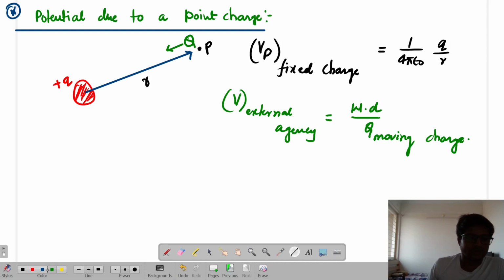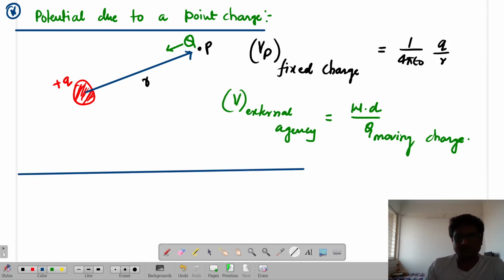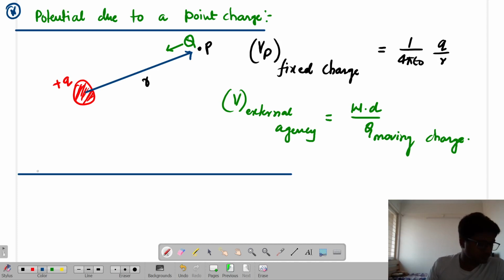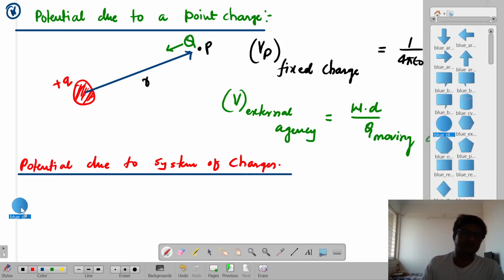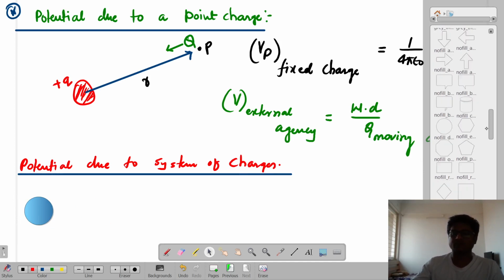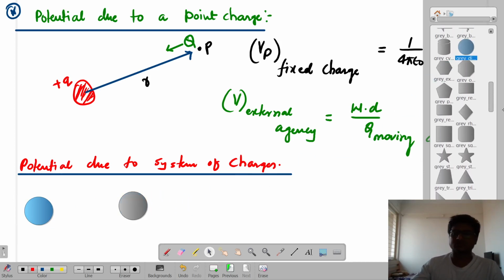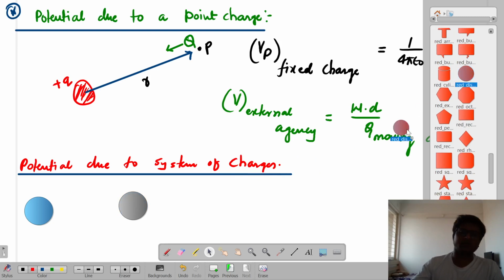Okay. Now give the heading: Potential due to system of charges. So suppose I have many charges, got it?